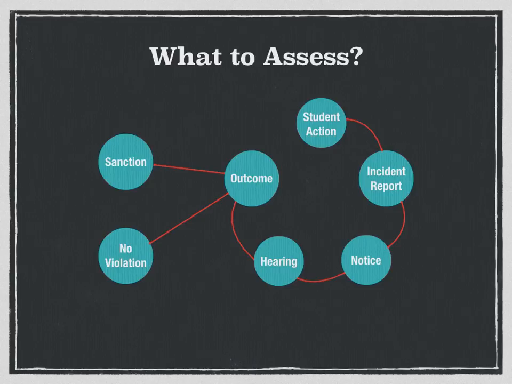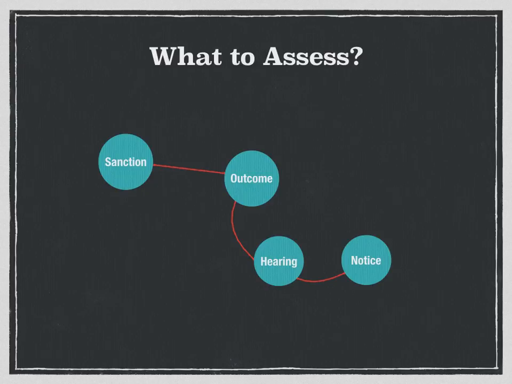Looking at our process, I wanted to look at things that my office had control over. Specifically, the process aspects between our office and our students. These would include the notice, hearing, and outcome phases of the disciplinary process.